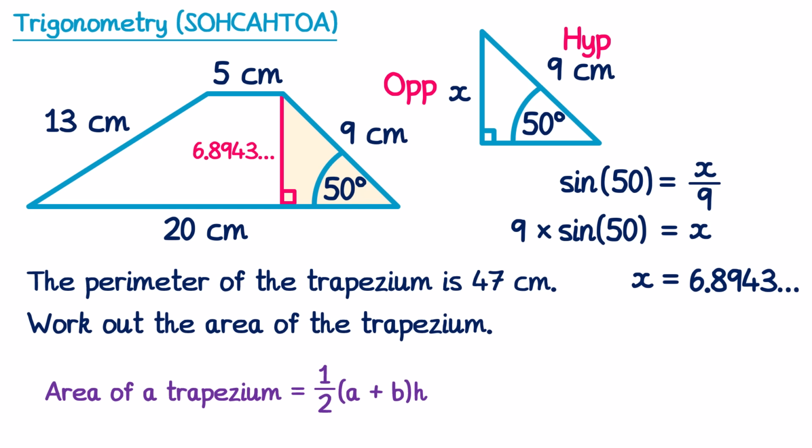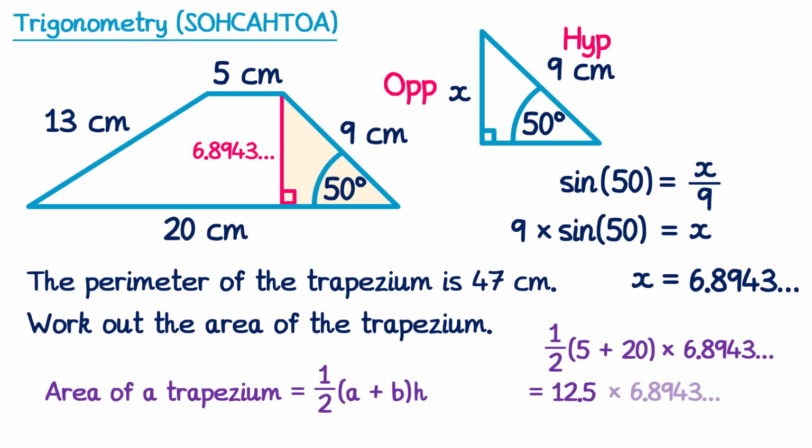So now let's return to the area of a trapezium formula. It's 1/2 times a plus b, which is 5 plus 20, times the height, which we now know to be 6.8943 and so on. So we just need to work this out. Now you could just type this straight into your calculator, making sure you use the full number for the 6.8943 and so on, or we could do 5 plus 20, which is 25, and then half of that, which is 12.5, so we need to do 12.5 times the answer that we got previously. And if you type this into your calculator, you'll get this value here. Now we can round this off since it's the final answer to the question, so 86.2, and the units are centimeters squared since it's area.